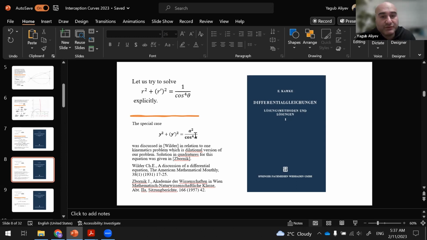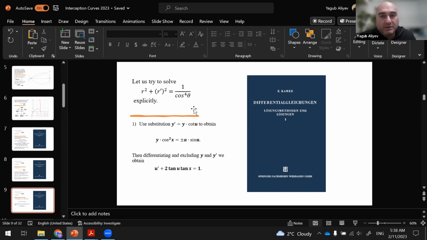This equation was also mentioned in the paper by Wilder, which I will mention again in the coming slides. And solutions in quadratures are given in Zbornik. Unfortunately, I don't have access to this paper. I couldn't find it on the internet. So they are mentioned in those papers, and there is a solution in quadratures, which you will see here anyway.